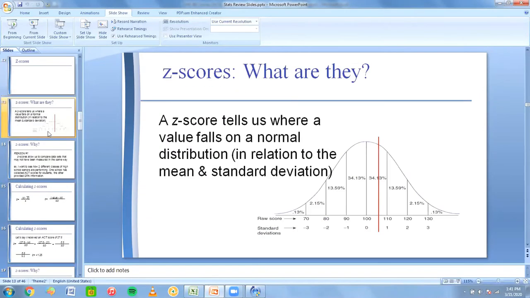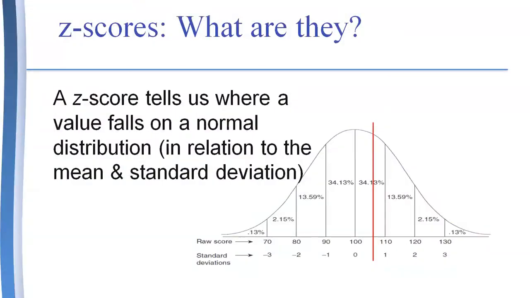So z-scores, what in the world are they? Let's represent this. Remember that a z-score tells us where a value falls on a normal distribution. If you remember, a normal distribution has a few properties, right? It's symmetrical, the mean, median, mode are the same, has asymptotic tails, all of those nice little qualities, right? So a z-score tells us where on the curve a value falls in relation to the mean and standard deviation.